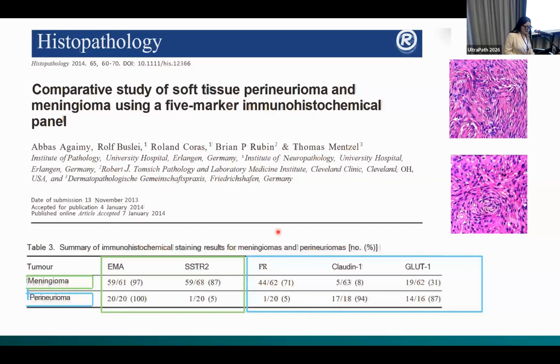And he proposed this 5-marker panel of immunomarkers. Given that these two entities can both express EMA, it is not going to help. But meningioma cases are highly positive for somatostatin type 2 receptors and also for progesterone receptors. And for the perineuroma, these are positive for Claudin 1 and GLUT1.